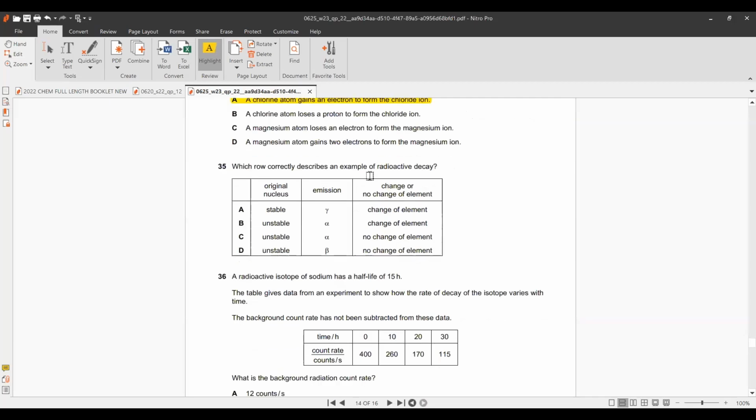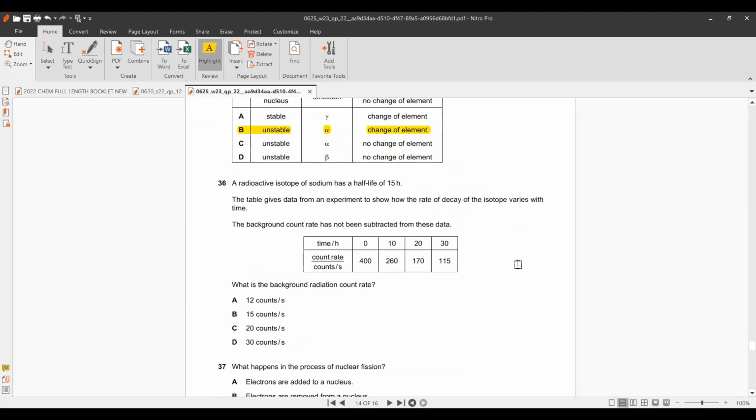The next question they have asked us is what would happen when a radioactive decay occurs. We know that when a radioactive decay occurs, there's a change in the atomic nucleus, so a new element is formed. In the first option, there is no change. Wrong. The nucleus would change element. There are only two options with a change of element. We know that the original nucleus is unstable, and when an alpha particle is emitted, there would be a change of element.